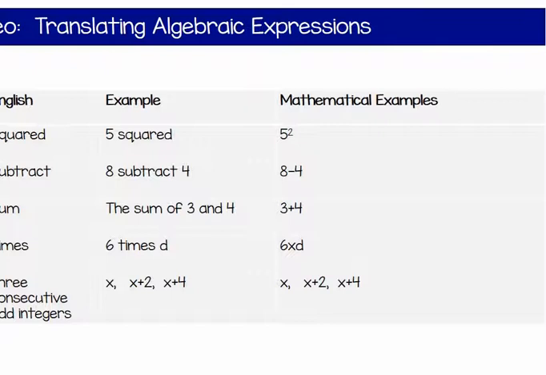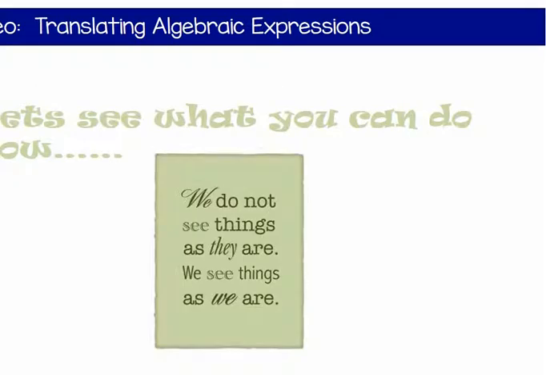For example, 3 consecutive integers that are odd. Let x represent the first integer. The second integer would then be x plus 2, and the third integer would be x plus 4. Now, let's see what you can do.